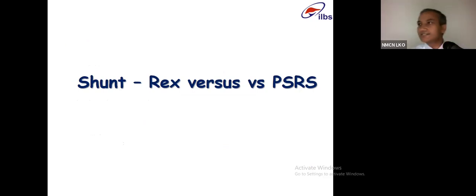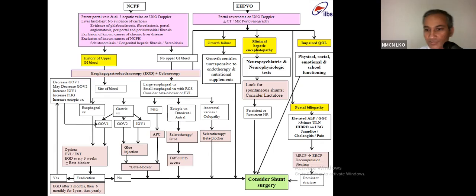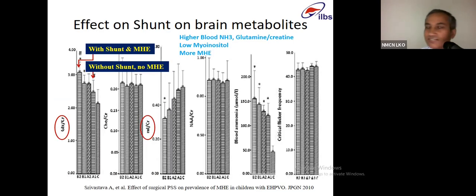So what about shunt surgery? Which type of shunt should be done, particularly in the setting of EHPVO? Whether to go for REX or just go for the traditional shunts like PSRS. As we all know, all the complications or all the events in the natural history of NCPF or EHPVO ultimately come down to shunt surgery, whether it is a refractory variceal bleed or growth failure or impaired quality of life or portal biliopathy. But what is the effect of shunt on the brain metabolites?